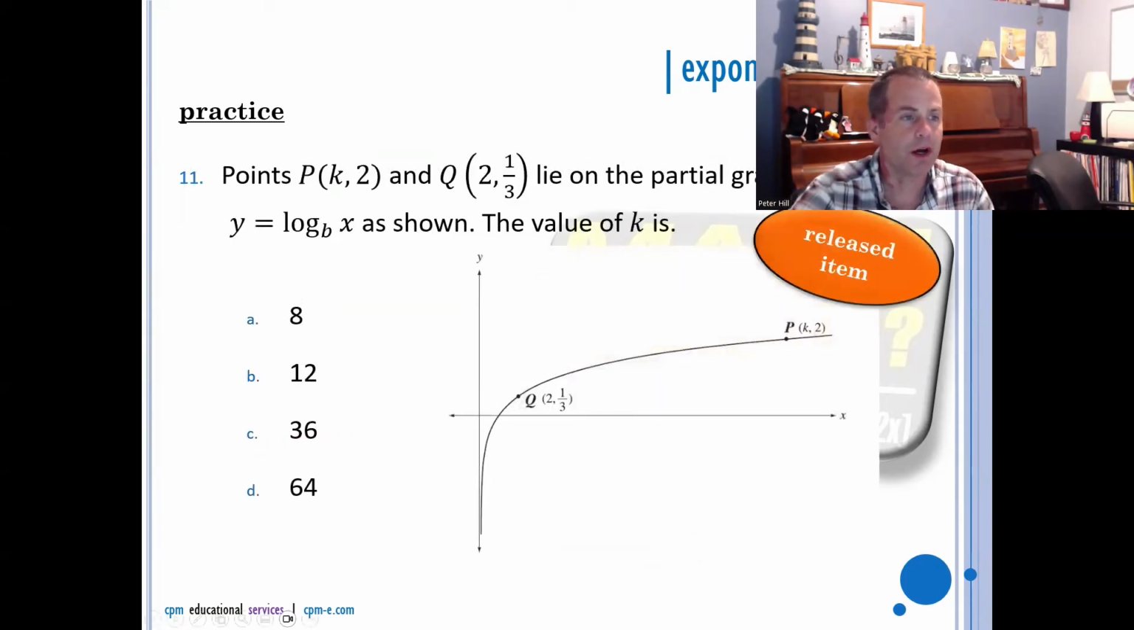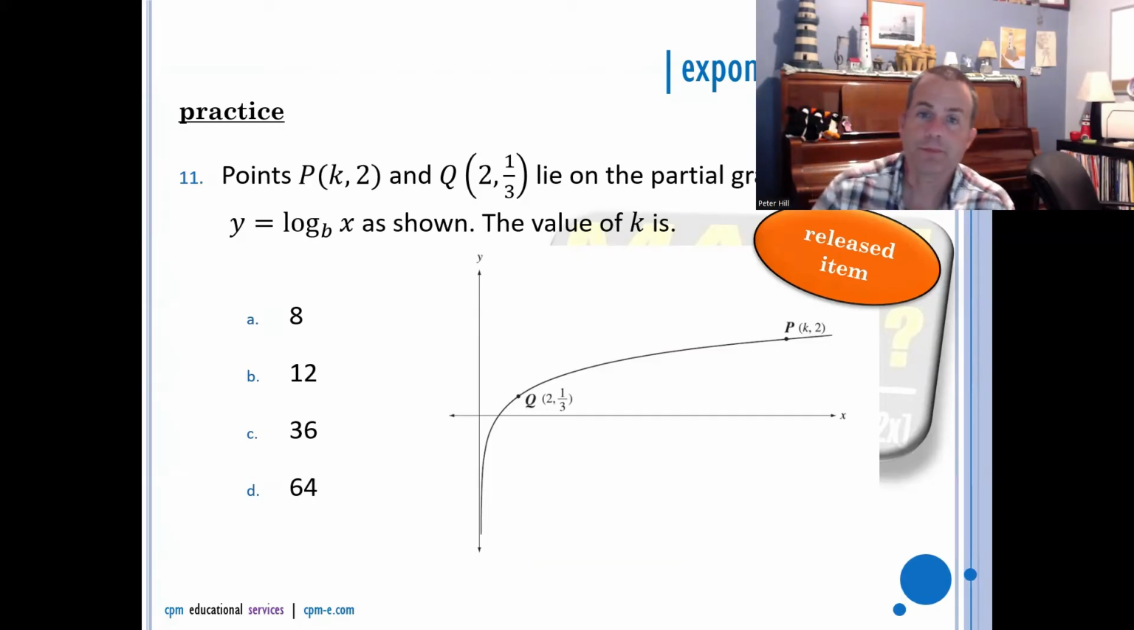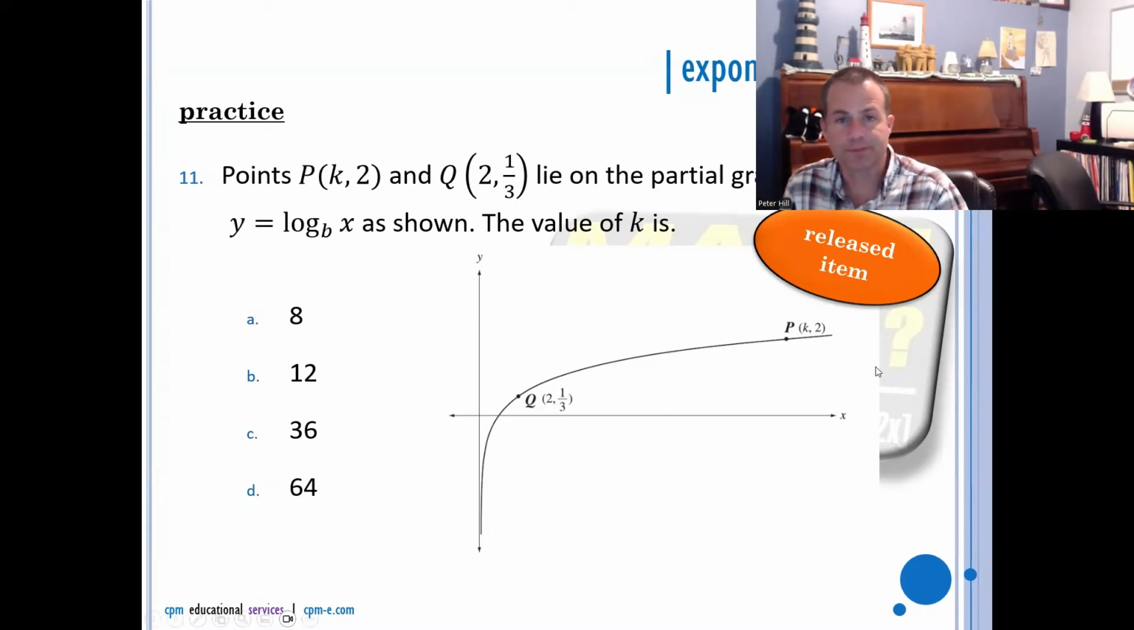All right, awesome. Here is a released item from a previous diploma. Point P, k comma 2, and Q, 2 comma 1/3, lie on the partial graph of y equals log base b of x as shown. What is the value of k?